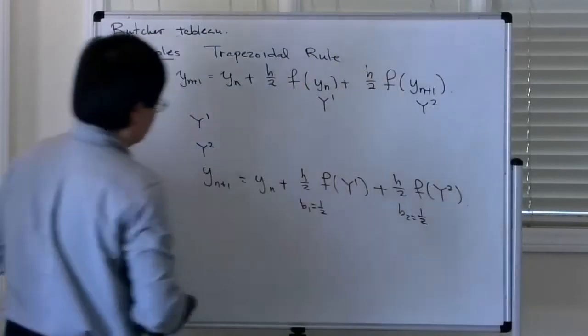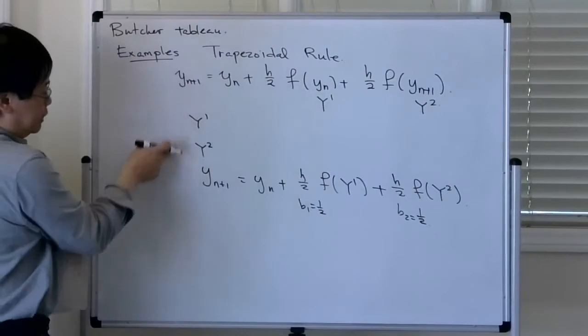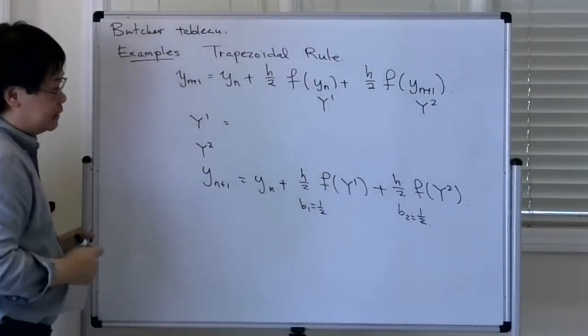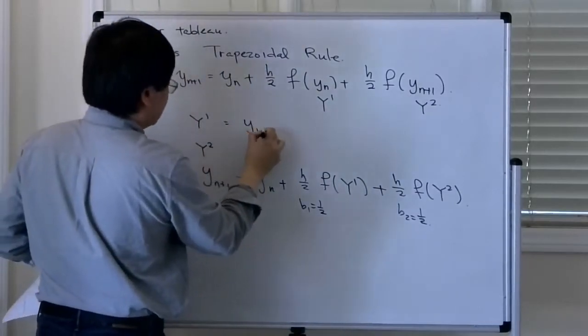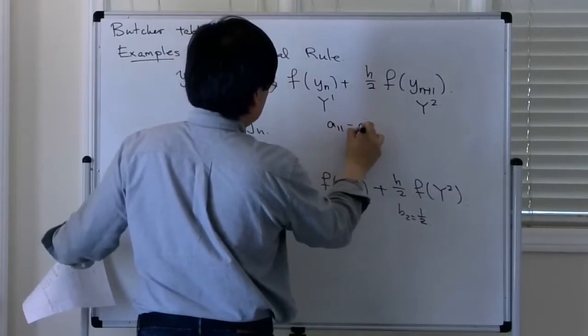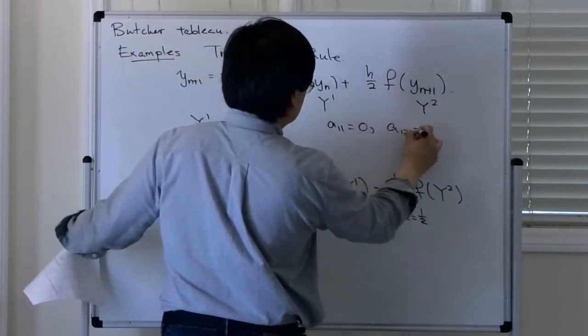Okay, all right, so now let's write down the expressions for Y1 and Y2. So Y1 from this is just nothing more than yn. So this tells you that a11 is equal to 0, a12 is equal to 0.